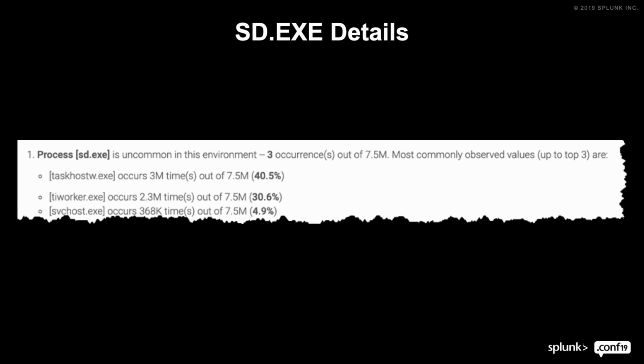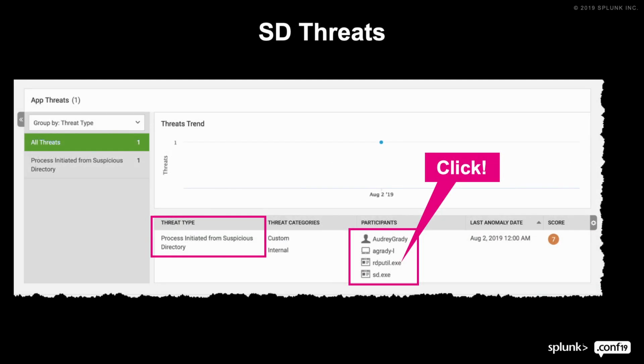Process sd.exe. So I blew this one up for you guys to see a little bit easier. 3 occurrences out of those 7.5 million events. Still seems pretty low from an execution perspective, right? We had 2 for passkey, now we have 3 for SD. Looking at the threats that were generated by sd.exe, we see this one.